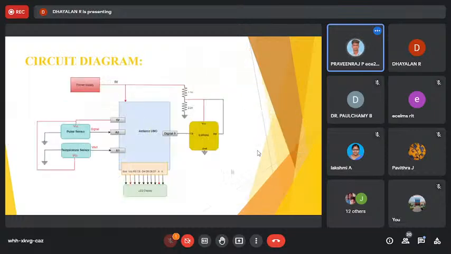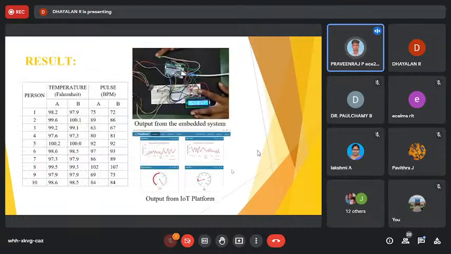Next is the circuit diagram. We already know that the Arduino runs on a 5-volt supply, and the pulse sensor and the temperature sensor both produce analog parameters. The analog parameters are transferred to the Arduino board and converted into digital data. We use the ESP8266 Wi-Fi module as a two-way serial interface, that is UART communication. From that, we transfer the data to the IoT platform. Next, the results.